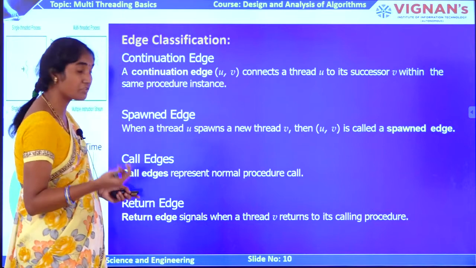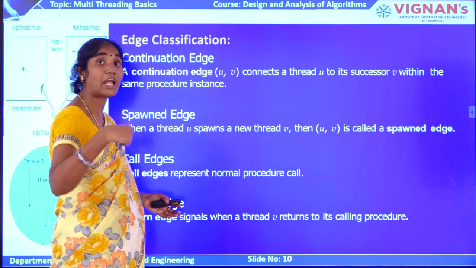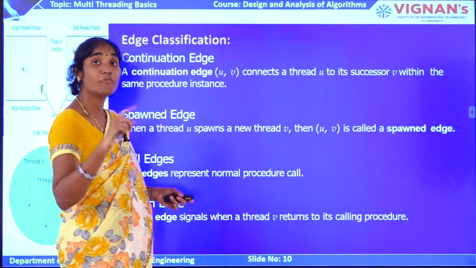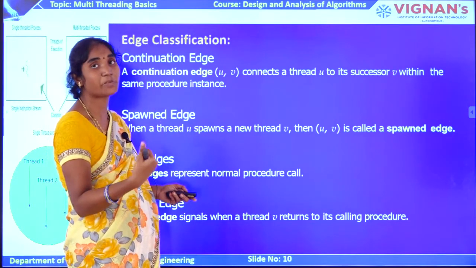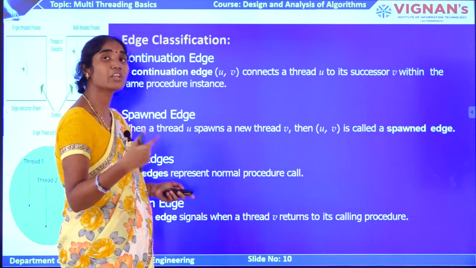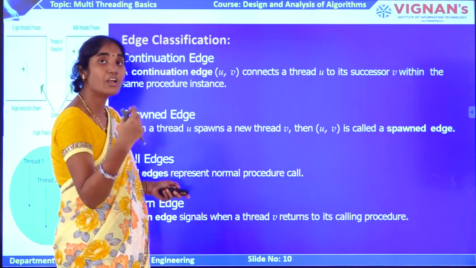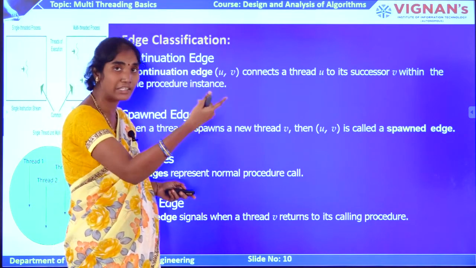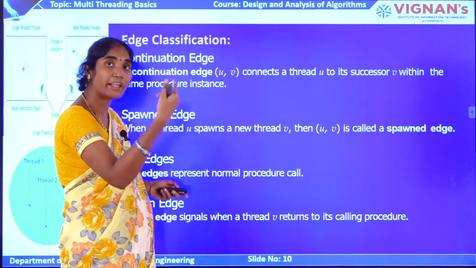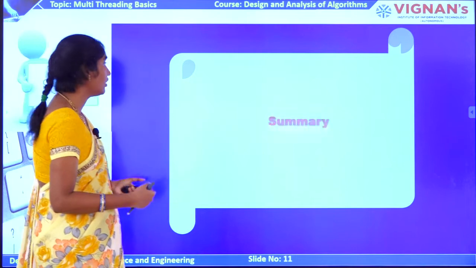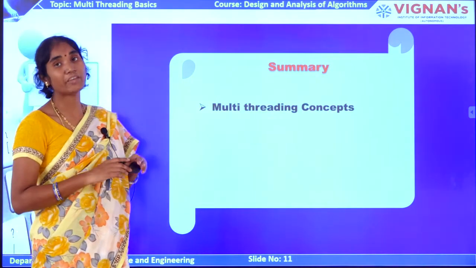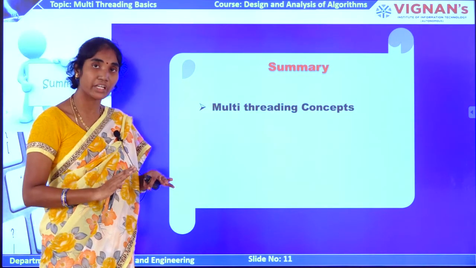Now return edge. Return edge means in every procedure I have to return the corresponding values, right. Whereas your C thread in the previous example represents return x plus y. So here I have to return some value, right. So in order to return the value to the previous thread or the parent node, I have to use a return edge.